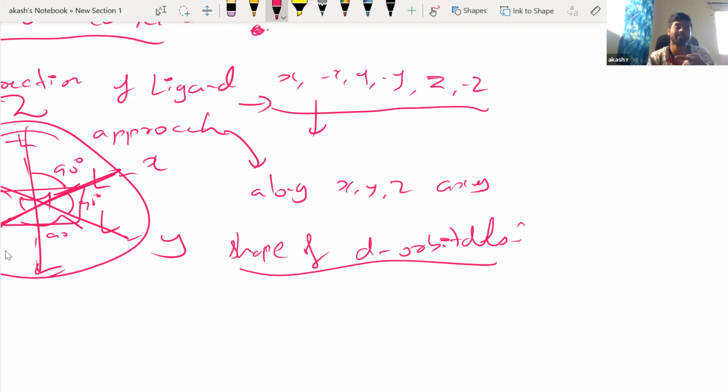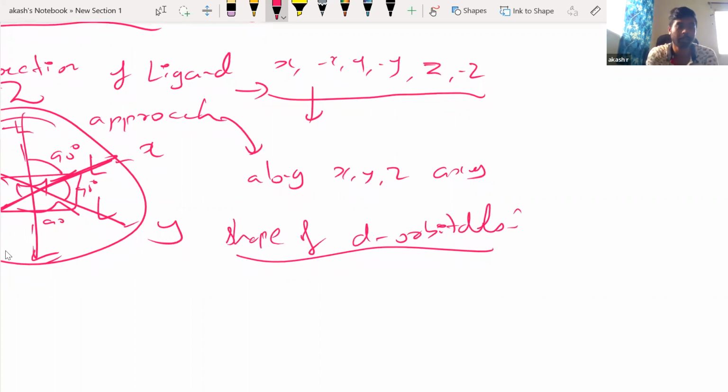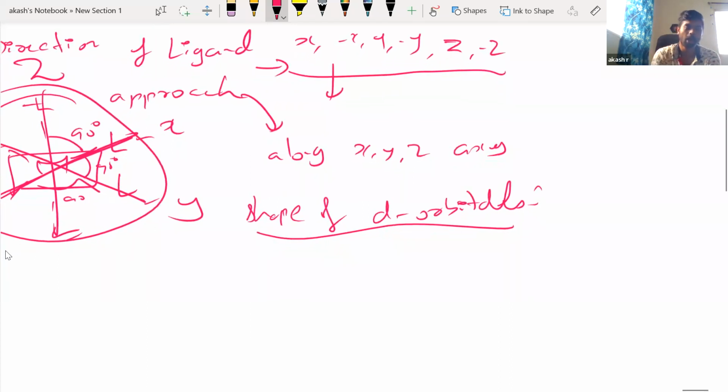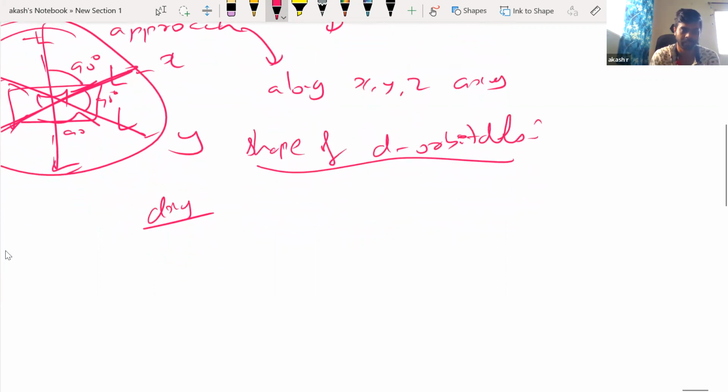Here I'm going to have lesser repulsion compared to the previous case, because here they are very closely attracted, we are very close to each other. Here they're a little far apart, right? I hope that makes sense to you. So if I can understand what the shapes of the d orbitals are, I will be able to get a better picture. Okay, now how does dxy look?